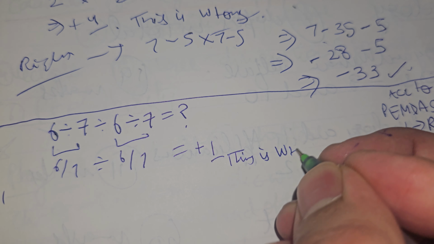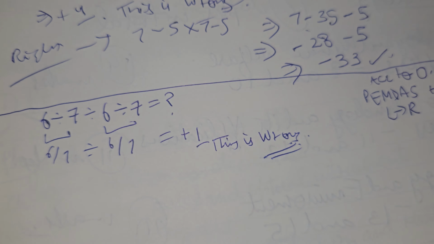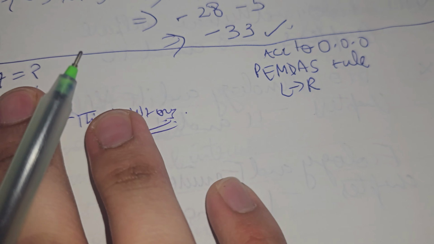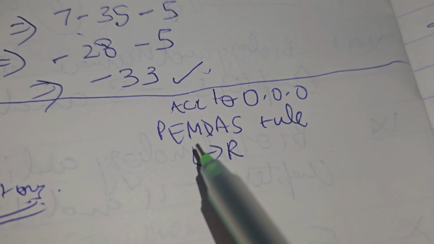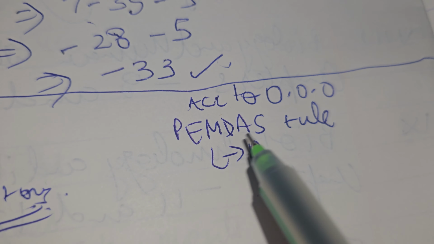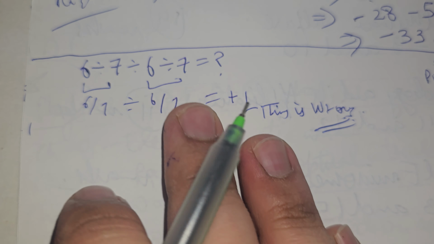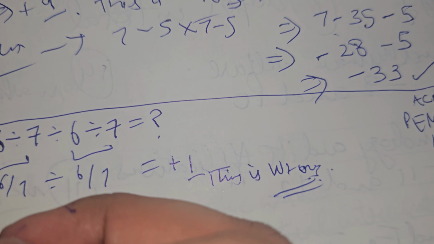this is wrong. This is not how you solve this question, because according to the order of operations, the PEMDAS rule, P stands for parenthesis, E for exponent, M for multiplication, D for division, A for addition, S for subtraction. We solve from left to right. Here you can see there are 3 divisions. So this is how you will solve them.